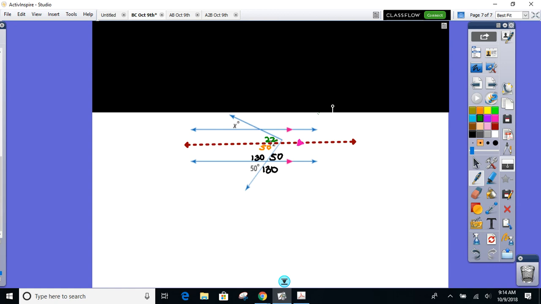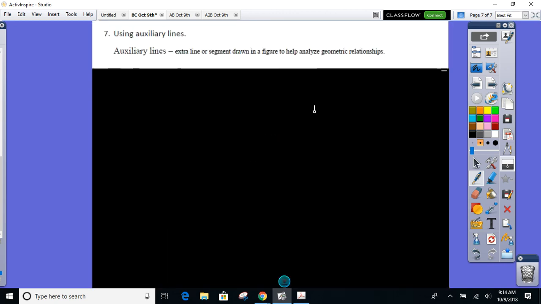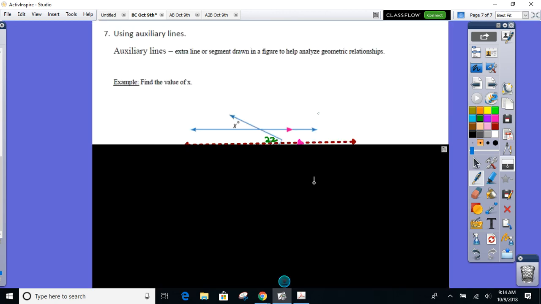Stop me here. We all right? Hey, vertical, supplementary, alternate interior, same side interior. Everyone all right here? All right, can you get me to X finally here? Corresponding? X and 22 are corresponding. Hey, okay, say you didn't see that.